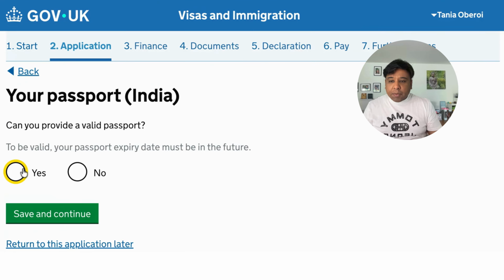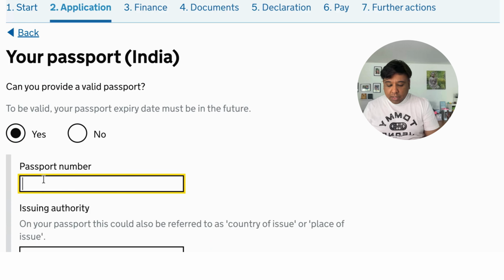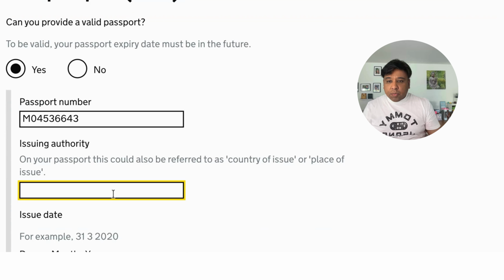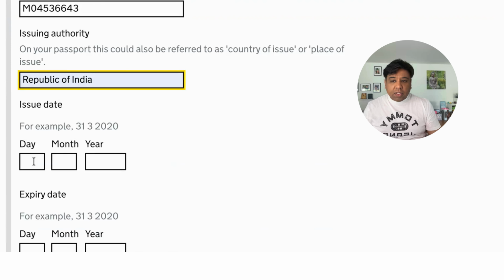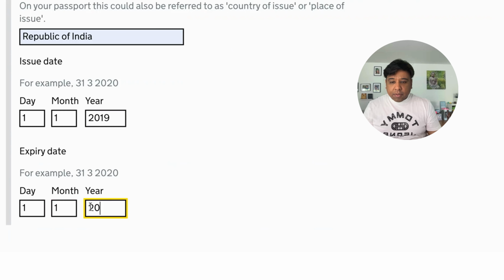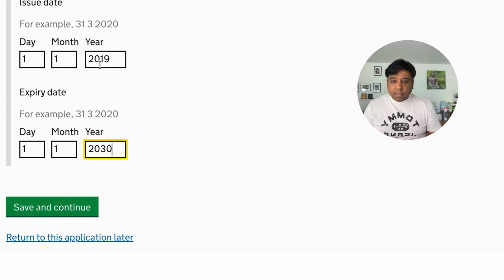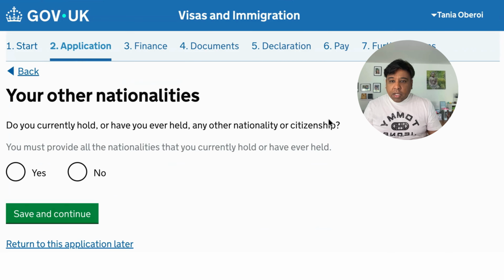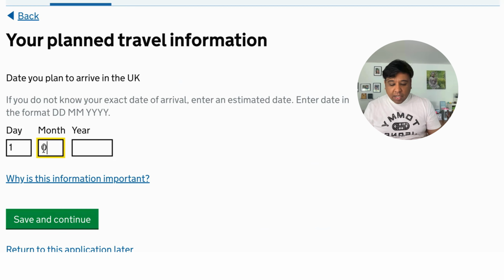Can you provide a valid passport? The answer is yes. So write the passport number. This was issued by Republic of India. When was it issued? Say for example it was issued in 2020. It's valid till 2030. Do you currently have or have you ever held any other nationalities? If you have, say yes, but normally the answer is no. I'm going to say I want to arrive on 1st of September 2026.